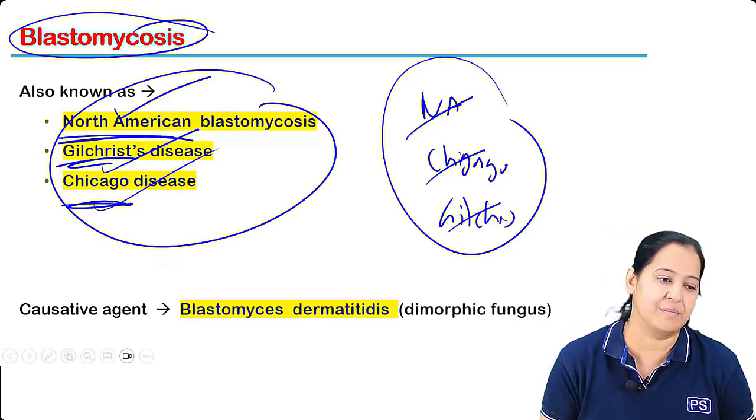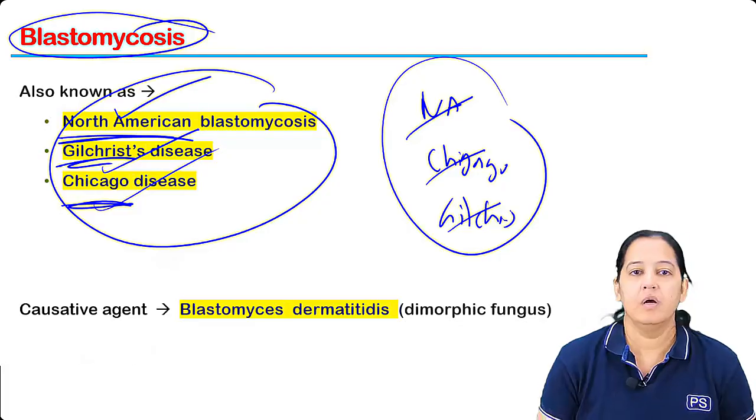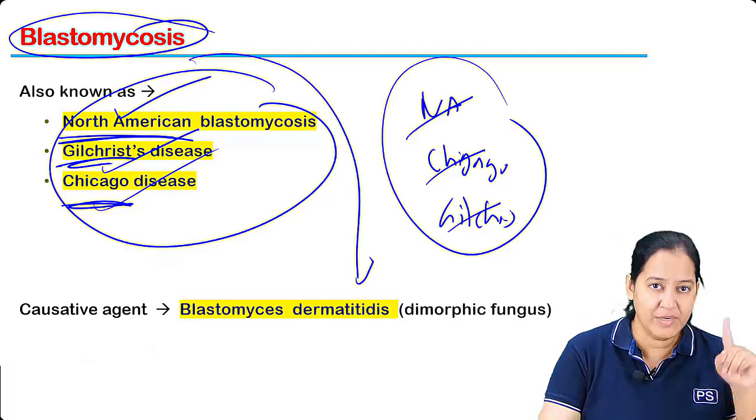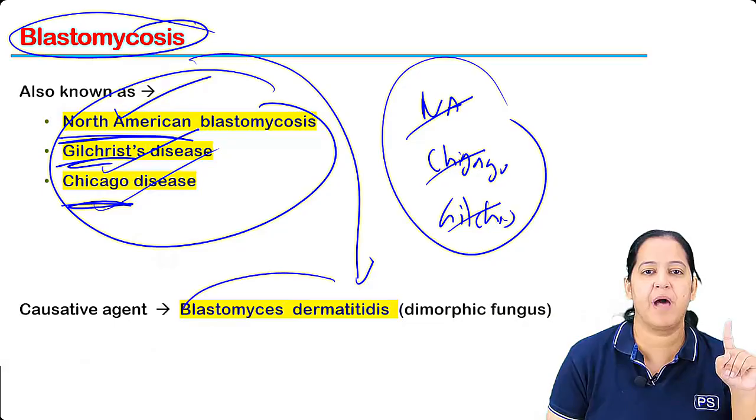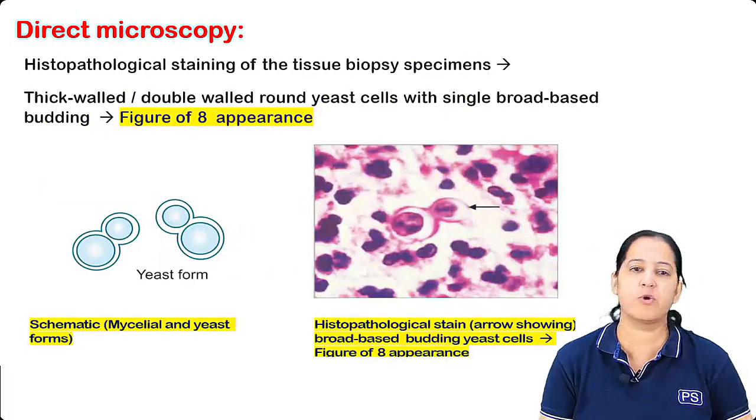Learn the other names. Please learn. You get questions on North American blastomycosis. The causative agent, if you want to learn, you can learn. That was the name of the disease. The causative agent is Blastomyces dermatitidis. On direct microscopy I already told you.